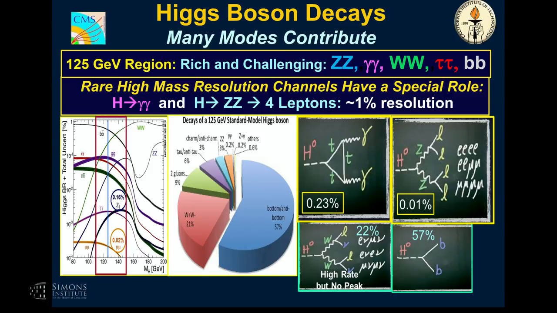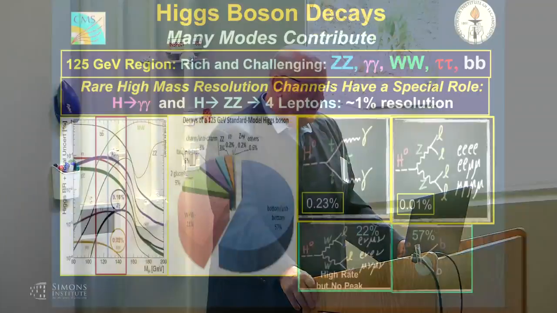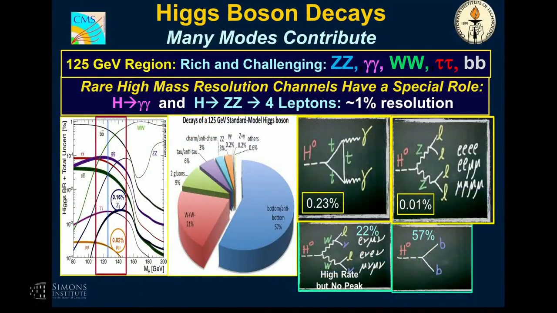The most probable way, because the Higgs couples to mass, it likes to couple to the heaviest available particle, which is like a bottom quark, which is about six times the mass of a proton. So the largest branching ratio is to a bottom quark and an anti-bottom quark. But that results in a couple of jets, and it's nearly impossible, not quite, but nearly impossible to pick out those events. So you have to focus, first of all, on rare decays.